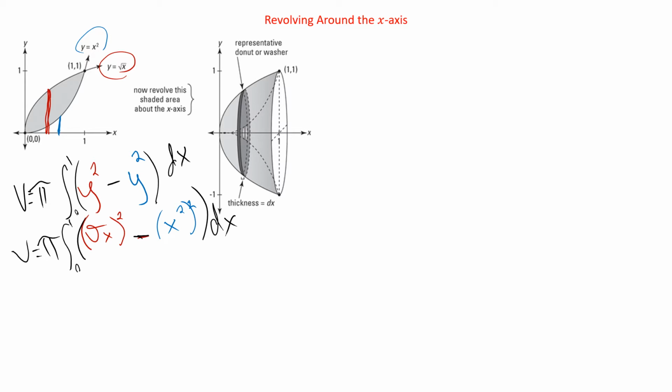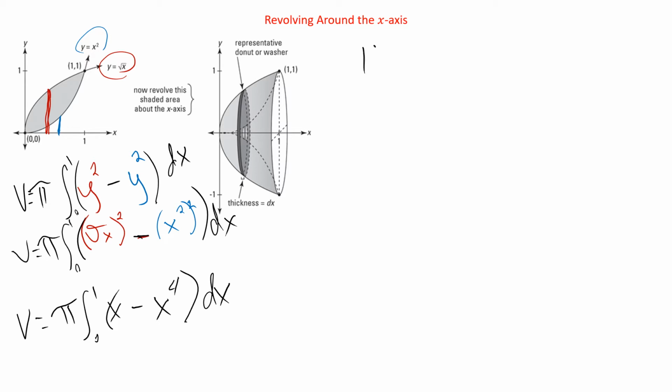So we can simplify these. We'll have the volume equals pi times the antiderivative from 0 to 1. Square root of x squared is just x minus x to the fourth. Not because 2 squared is 4, but when we have a power, we multiply 2 times 2 equals 4. dx. Now we're ready to find the antiderivatives.